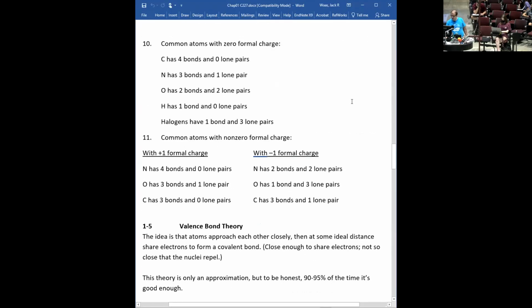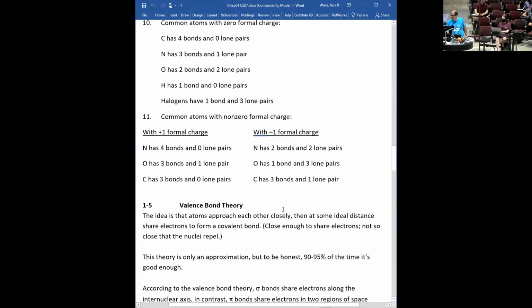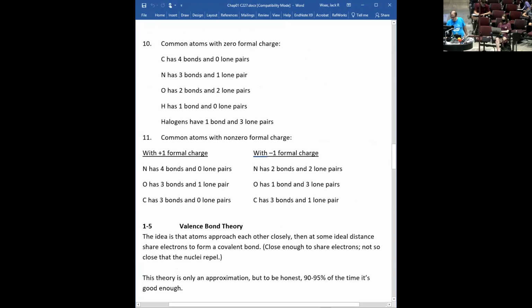Good, and I've given you other tips here. When atoms have 0 formal charge, this is the number of bonds and lone pairs that you will find. Should you memorize that? I guess so, except I think that after you draw enough structures, you'll automatically wind up memorizing it. Same thing with these situations with +1 and -1 formal charge. I'm just leaving these in your class notes so that you have them as a reference.